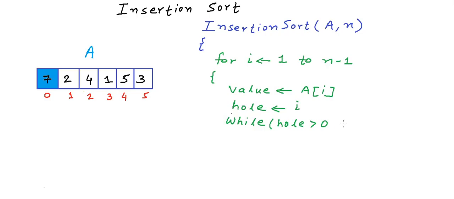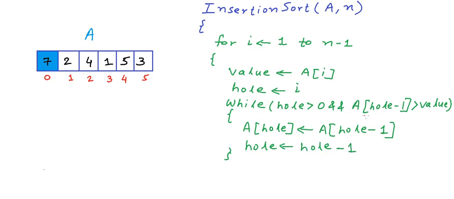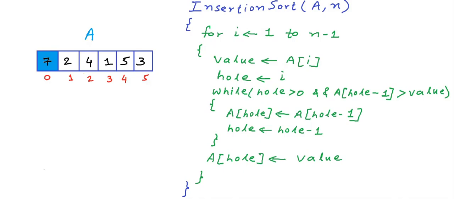While hole is greater than 0 and the element at index hole minus 1 is greater than value, we will shift the element at index hole minus 1 to the hole. So now our new hole will be index hole minus 1. When we find a smaller element than value in the sorted subset, this particular condition will be false. We will exit the while loop, or we will exit the while loop when hole is equal to 0. So there will be no more elements to shift. And finally when we come out of the while loop, we will put the value into the hole. And this is our pseudocode for insertion sort.